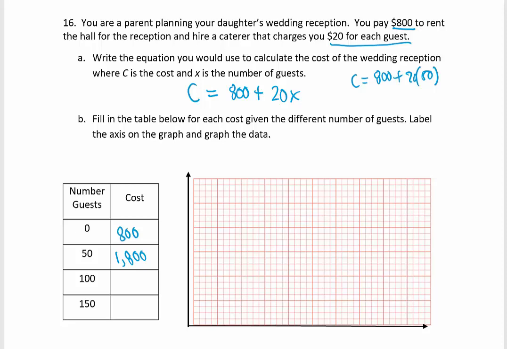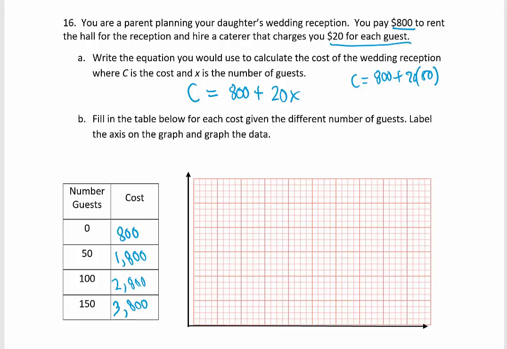100 guests. Well, 100 times 20, that's going to add 2 zeros to 20. So that would be 2,000 plus 800. So that would be 2,800. 150. So I'll take 20 times 150. 3,000 plus the 800 would be 3,800.